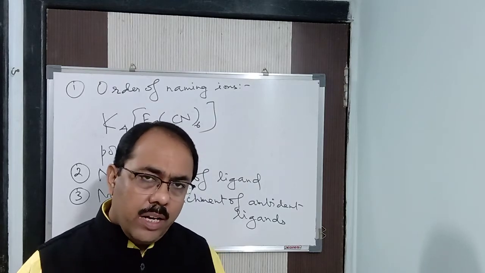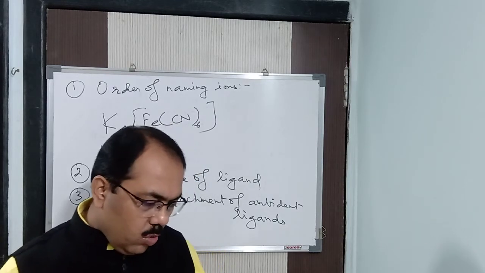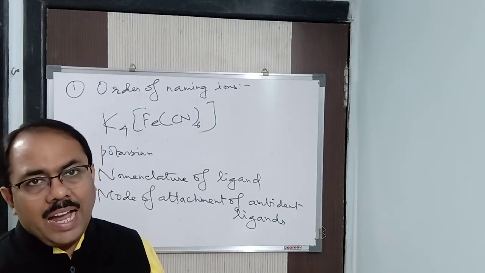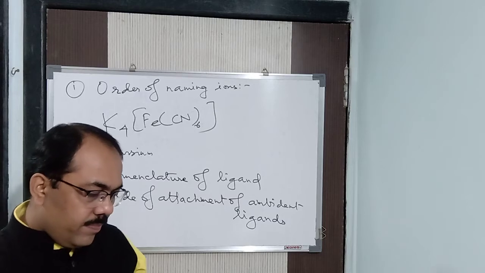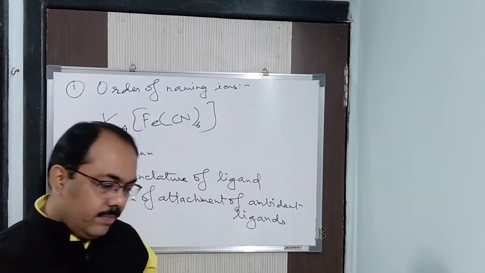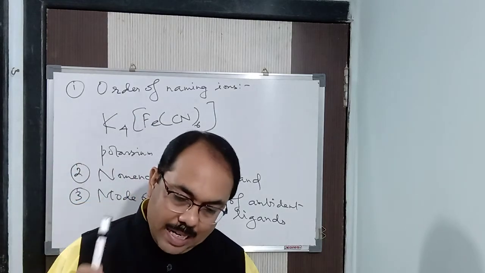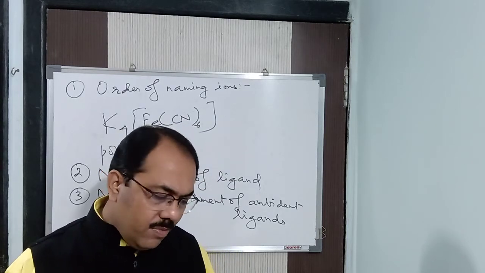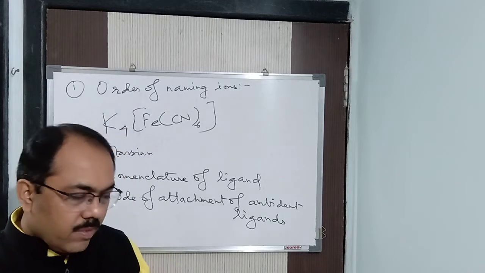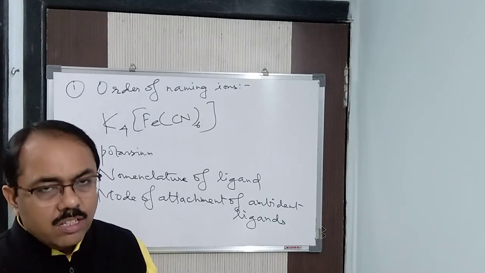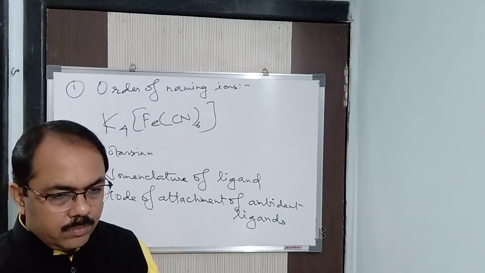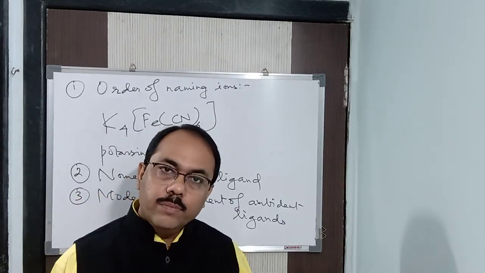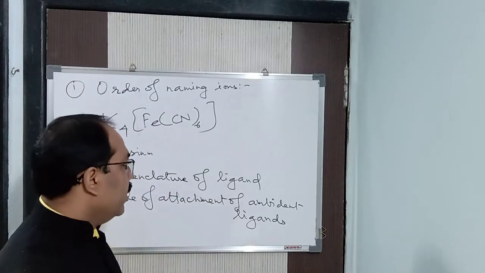Some monodentate ligands contain more than one donor atom and can attach themselves to the central metal atom through one of these donor atoms. Such ligands are called ambident ligands. Alright, now let me give an example.